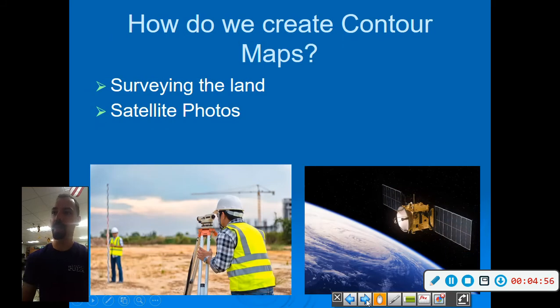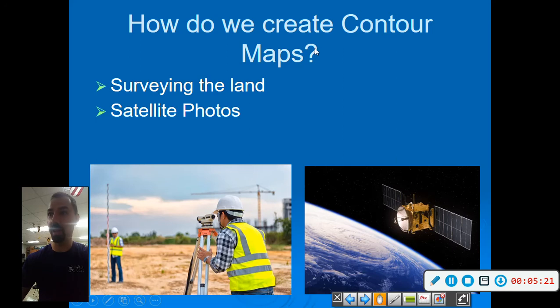How do we create contour maps? Number one, we survey the land. So this is surveying. You might have seen this happening when they were building roadways in our area. They look through this scope, and then another person down the street is holding some sort of measuring tool, which they line up to, and they can see how much the elevation has gone up or down using that.